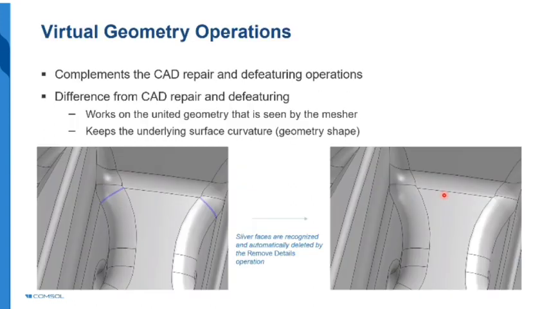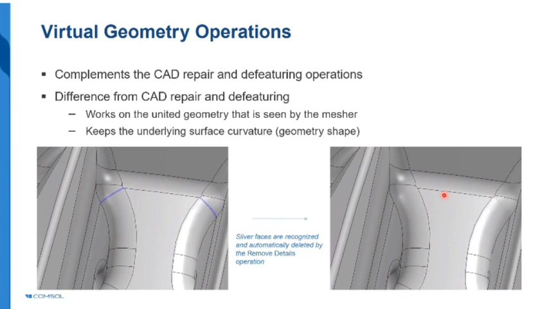Next, apart from these defeaturing operations, you also get access to these virtual geometry operations, which complement the CAD repair and defeaturing. But the obvious question will be: what is the difference between CAD repair and defeaturing? The virtual geometry operations are done after the finalization, that is, after the form union or the form assembly is done. Whereas the CAD repair and defeaturing operations are done before the finalization step is approached.